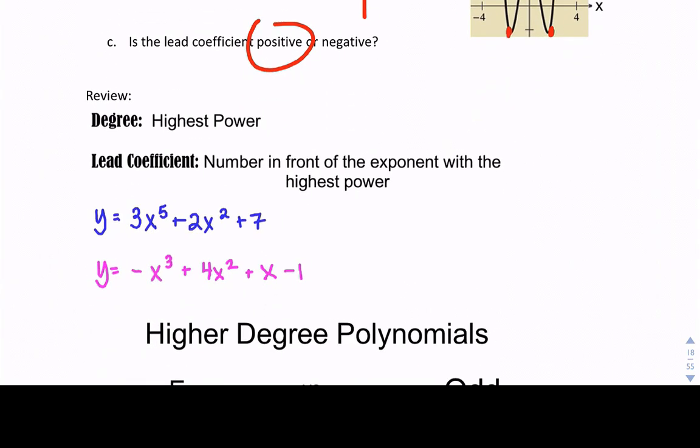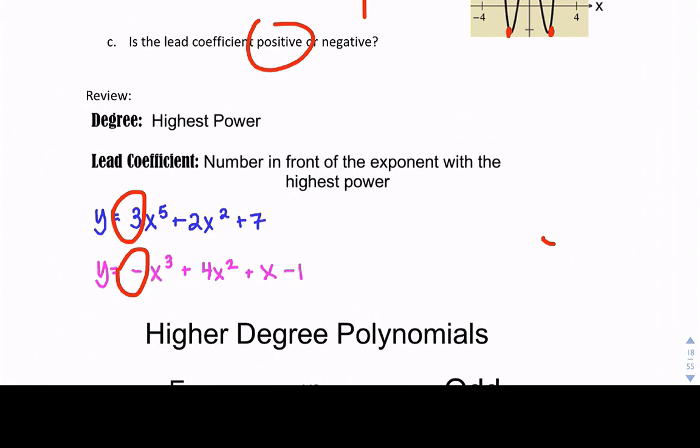So to review, degree is the highest power. For example, the degree of this one right here is 5. The degree of this one right here is 3. Degree 5, degree 3. The lead coefficient is the number in front of the exponent with the highest power. So here this is a positive lead coefficient of 3. Here this is a negative lead coefficient of negative 1.